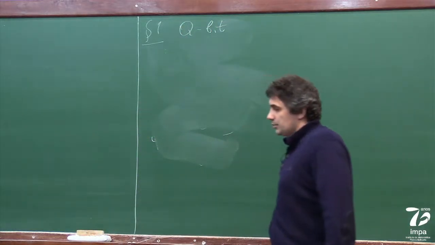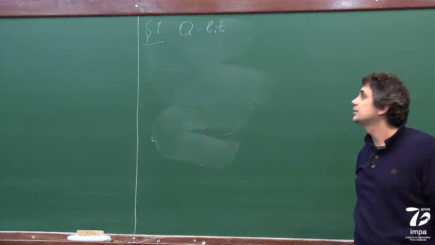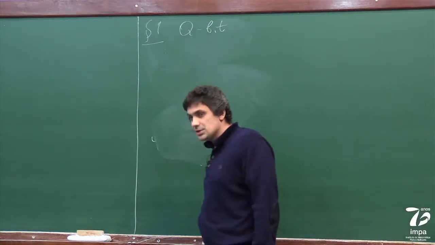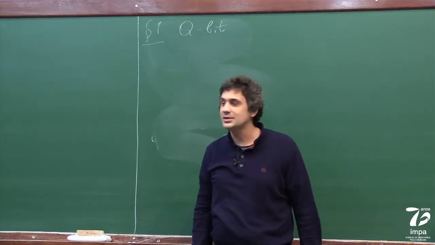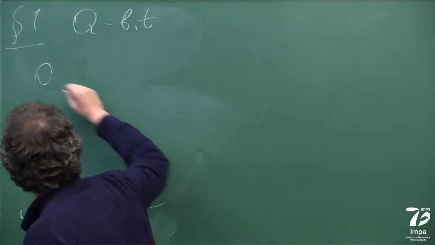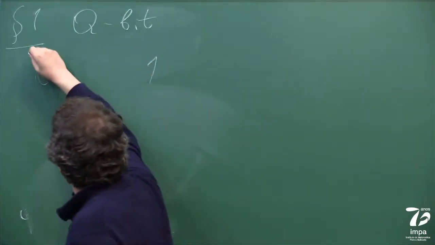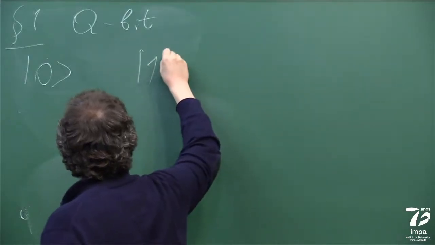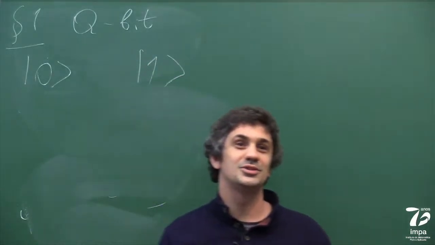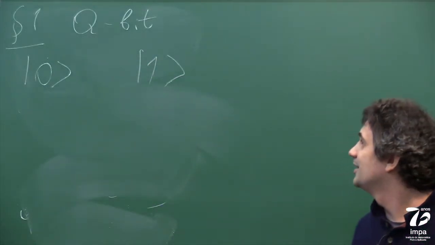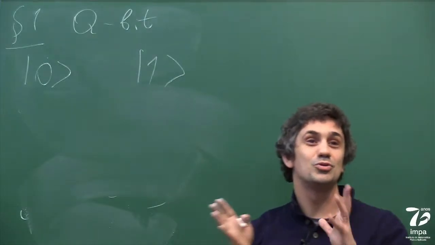So, paragraph one: qubit. Yes, so what is one bit? It's either zero or one. And in the quantum world, we denote them like this. We use this as a notation, just to understand that this is a quantum bit.